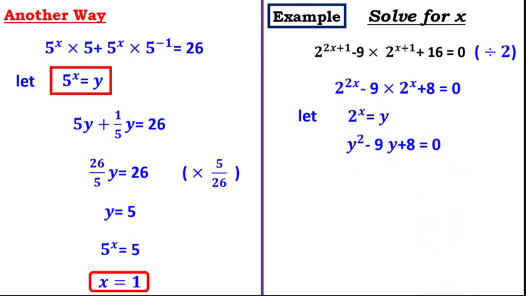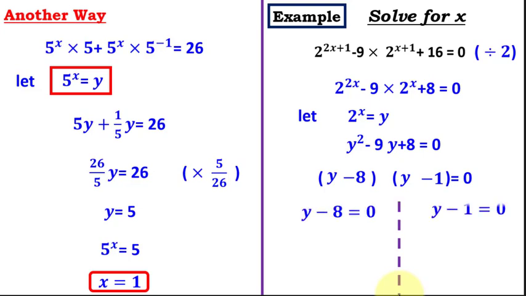We can solve this equation by factoring. We will get y squared is y times y, and we have 8 times 1, which is 8, and their sum equals 9, and the two signs are negative because the product, the last term, is positive. So the two terms have the sign of the middle term. We will get y minus 8 equals 0, or y minus 1 equals 0.